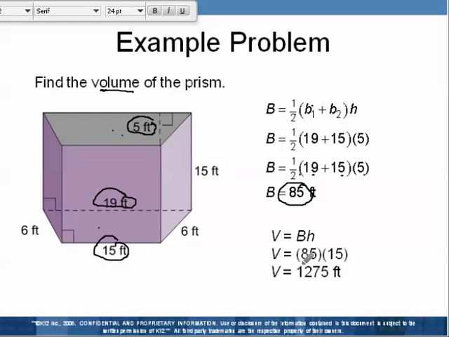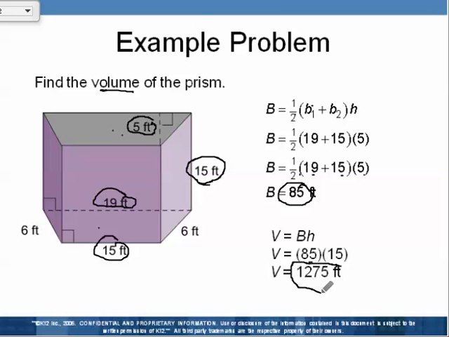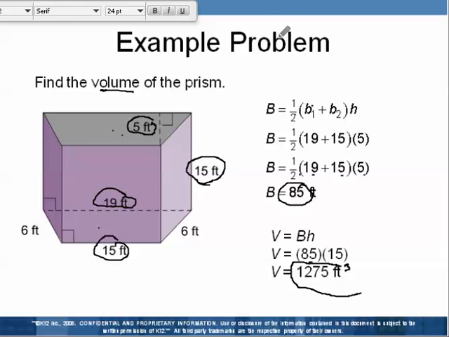So I take that 85 and multiply it times the height of the prism, 15 feet, and that gives me 1,275 feet cubed. Because it's to the third power. We're multiplying things together, and it puts it to the third power.